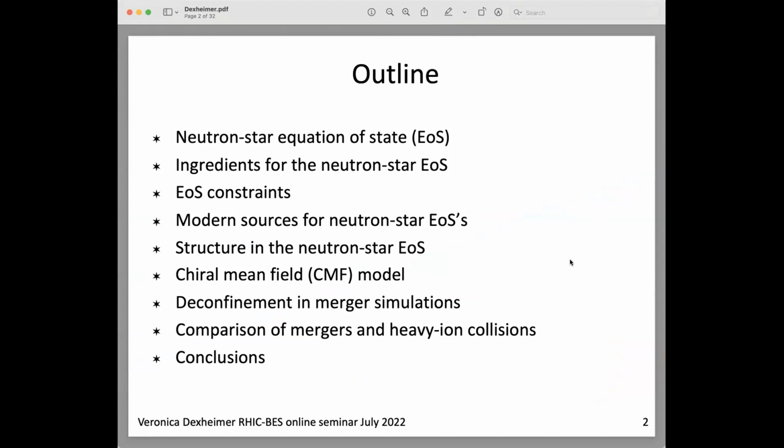Then I'll talk a little bit about modern sources for the equation of state, which are becoming more popular, and then discuss recent improvements or realizations for the structure of the equation of state for neutron stars, and discuss one of the models that can be used to construct this kind of equation of state, which is the chiral field model.